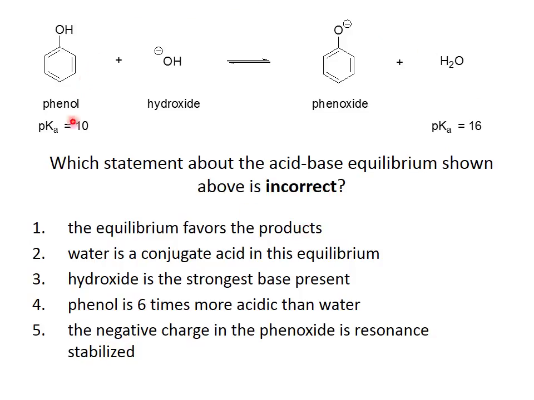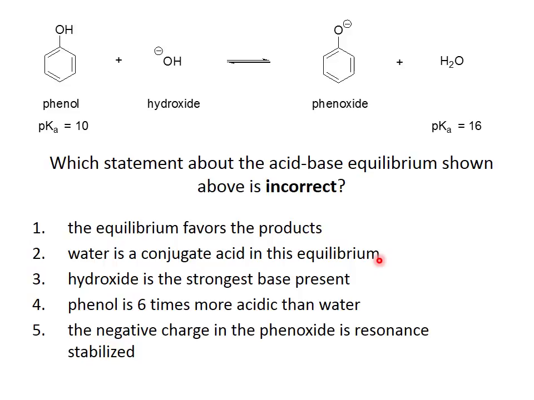Okay, look at this equilibrium and determine which statement is incorrect. Pause it and then resume when you figure out your answer. Okay, in determining the answer to this, first thing you'll do is look at pKa 10, pKa 16. This is the weaker acid. This is the stronger acid. The equilibrium is going to shift to the weaker acid. So that means the equilibrium will favor the products.